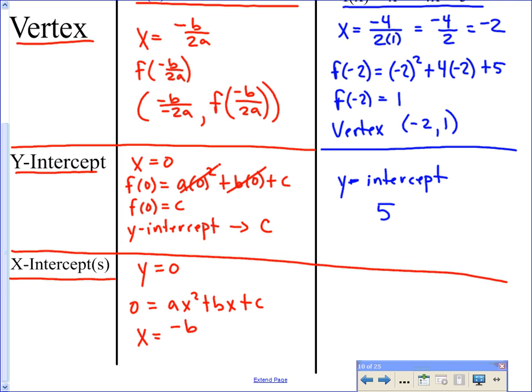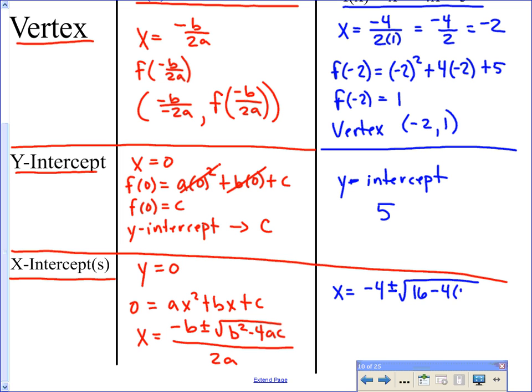X is equal to negative b plus or minus the square root of b squared minus 4 times a times c, all over 2a. Okay, so if we go into this example here and use our quadratic formula to find our x-intercepts, it's going to be x is negative b, which is going to be negative 4, plus or minus the square root of b squared, which is going to be 16, minus 4 times a times c, all of that over 2 times a, and we get this.